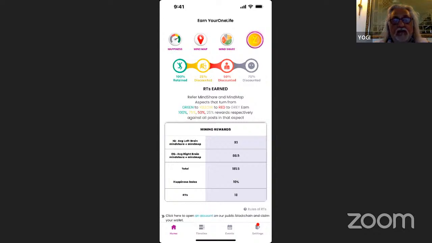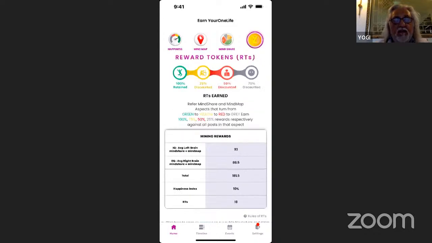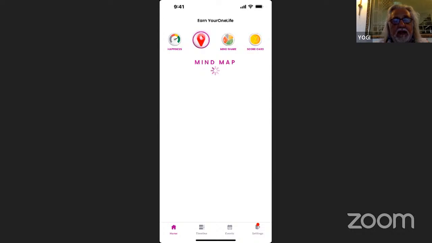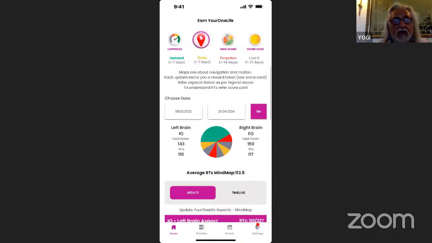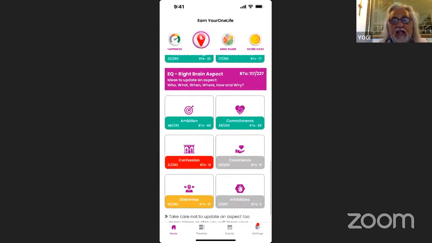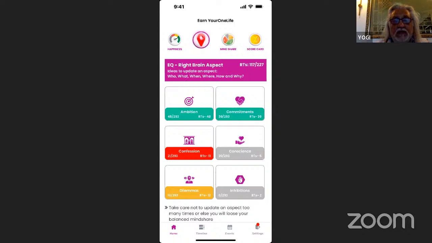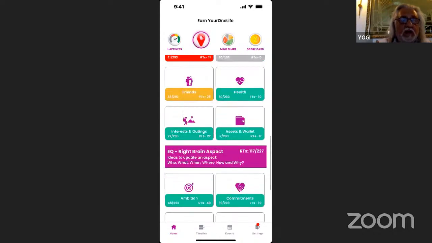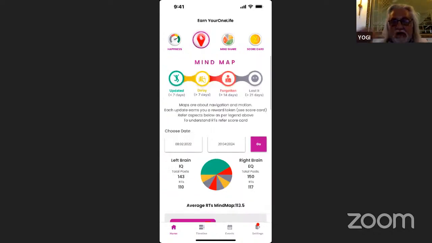For both the two aspects to remain equal, you immediately know that you need to work on your right brain. So in order to work with your right brain, you go back to any of your aspects and look at the right brain. So you go to mind map and let's look at the right brain. Now, this is your right brain. In the right brain, just update the gray aspects. As long as you update the gray aspects, your right brain will start improving. So that's how you work on your scorecard. Let me bring you back to your scorecard.